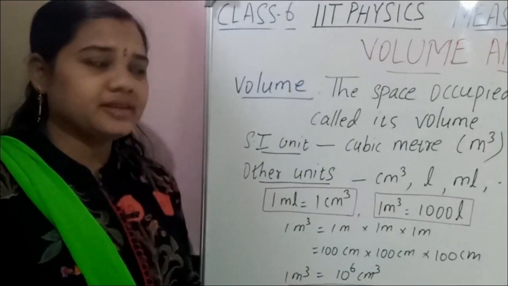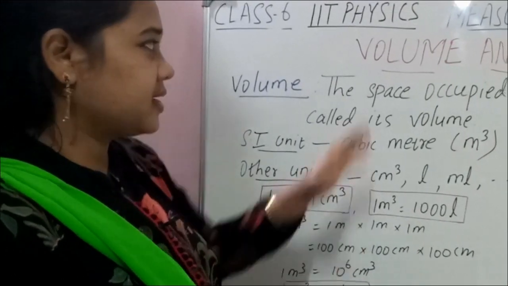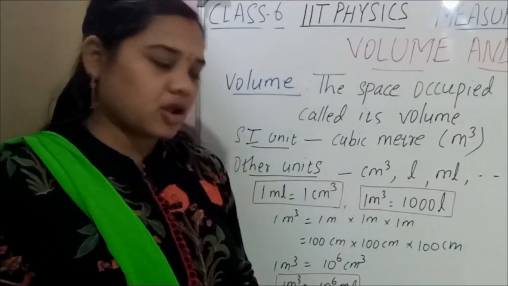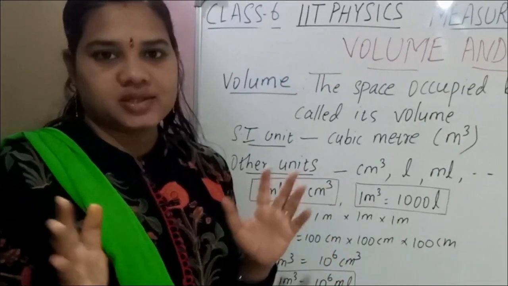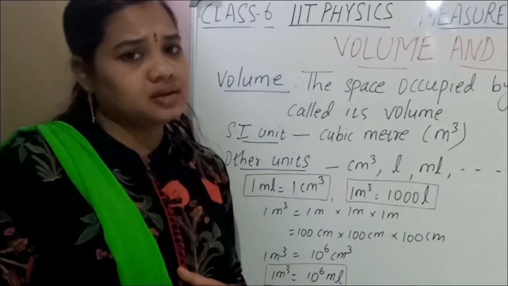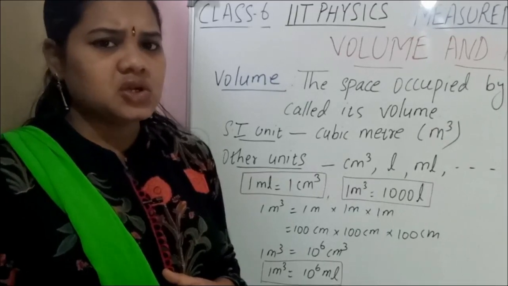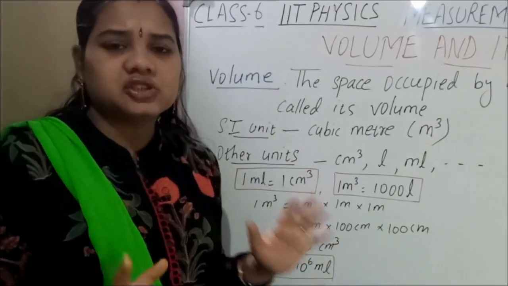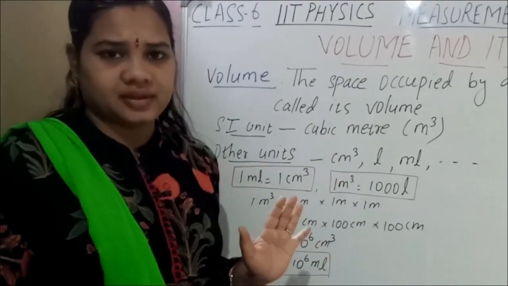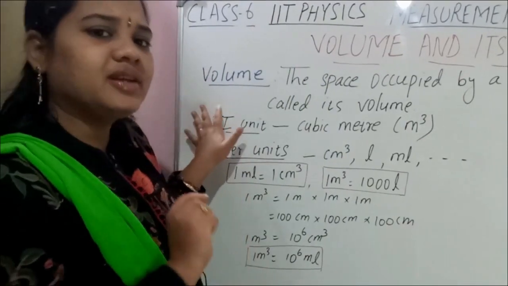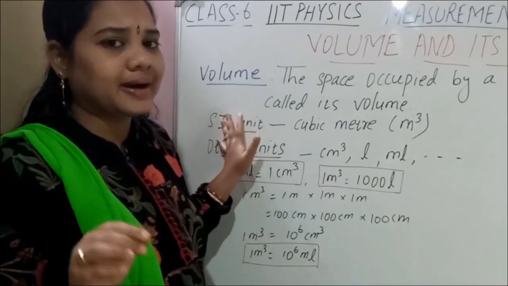So next children, see our next topic is volume and its units. Volume, what is volume? When you see the things around you, there are two-dimensional things and three-dimensional things. What is this two-dimensional and three-dimensional? The thing which is having only length and breadth. Example, something you draw on this board will have only length and breadth but no height.